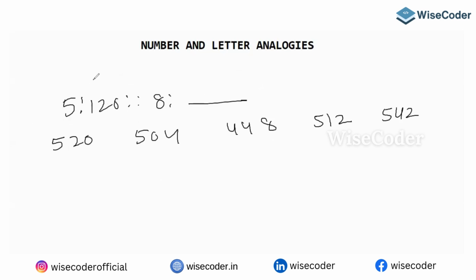5 cube is what? 125. So yeah, 5 cube minus 5. So here also 8 cube minus 5. What is 8 cube? 512 minus 8. I'm sorry, not 5, minus 8. So 512 minus 8 will give you what? 504. 504 is going to be your answer.